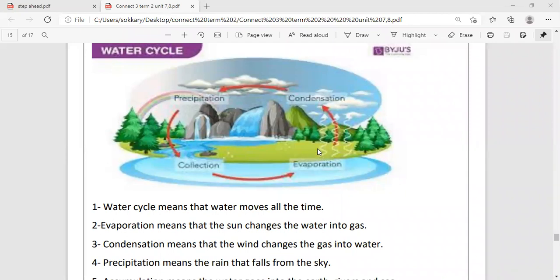Can you see this zigzag line that is going up? I am pointing at it with the arrow. Yes, this is evaporation. Why does evaporation happen? The sun changes water into gas. The sun changes the water into gas. So what is the meaning of gas?